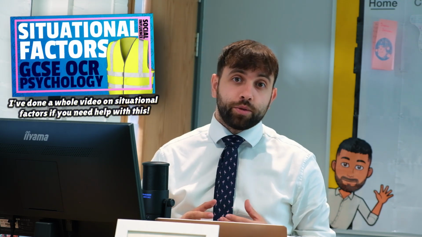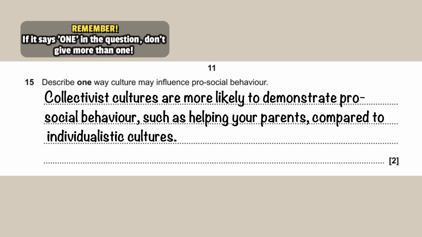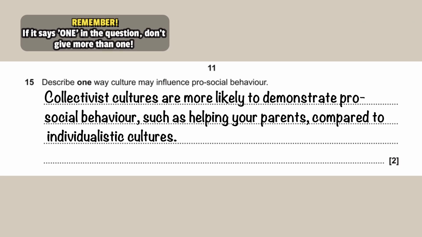Collectivist cultures tend to be what we consider Eastern cultures. So these are cultures that maybe have a huge emphasis on the community. They help each other a lot. That would be a collectivist culture. And so all you need to remember for a question like this is the idea that a collectivist culture is more likely to demonstrate pro-social behavior, whereas an individualistic culture is more likely to show anti-social behavior. If you can remember that, get that into an answer such as what's on the screen now, and you've got yourself both marks. Question 16, source-based question.